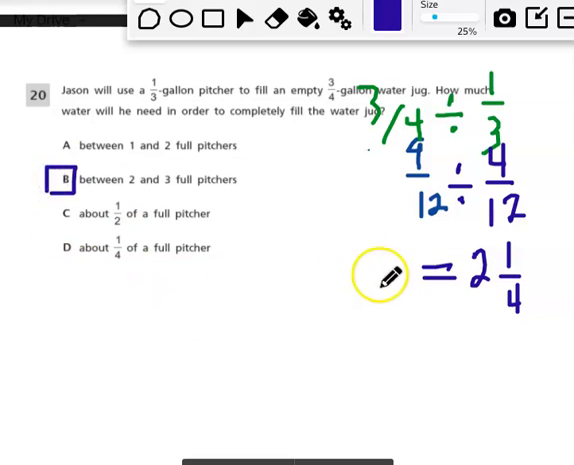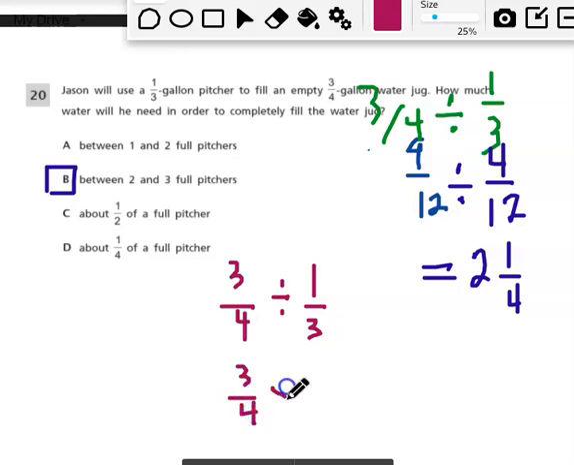Thank you, Sean. Would you like to add on how you figured this out? Yeah, I solved mine using division. I divided 3/4 by 1/3, and then I multiplied using a reciprocal. So I did 3/4 times 3/1, and I got 9/4. And then I made the improper fraction into a mixed number and got 2 1/4.